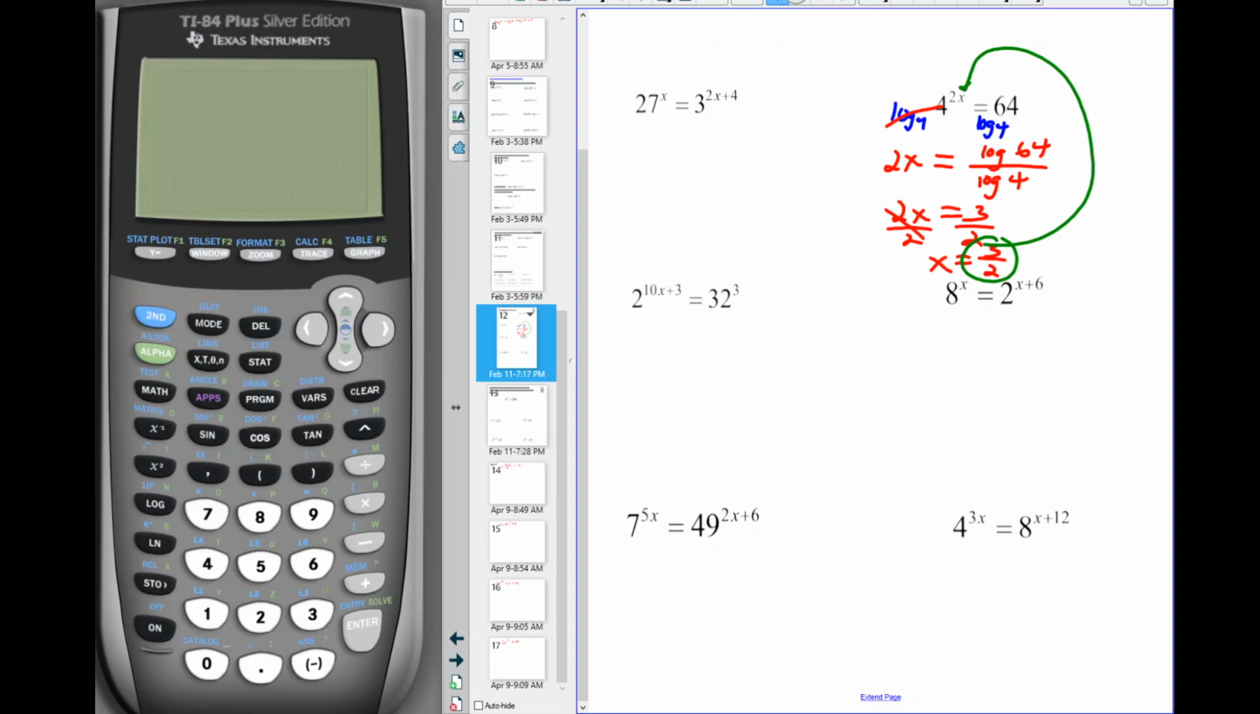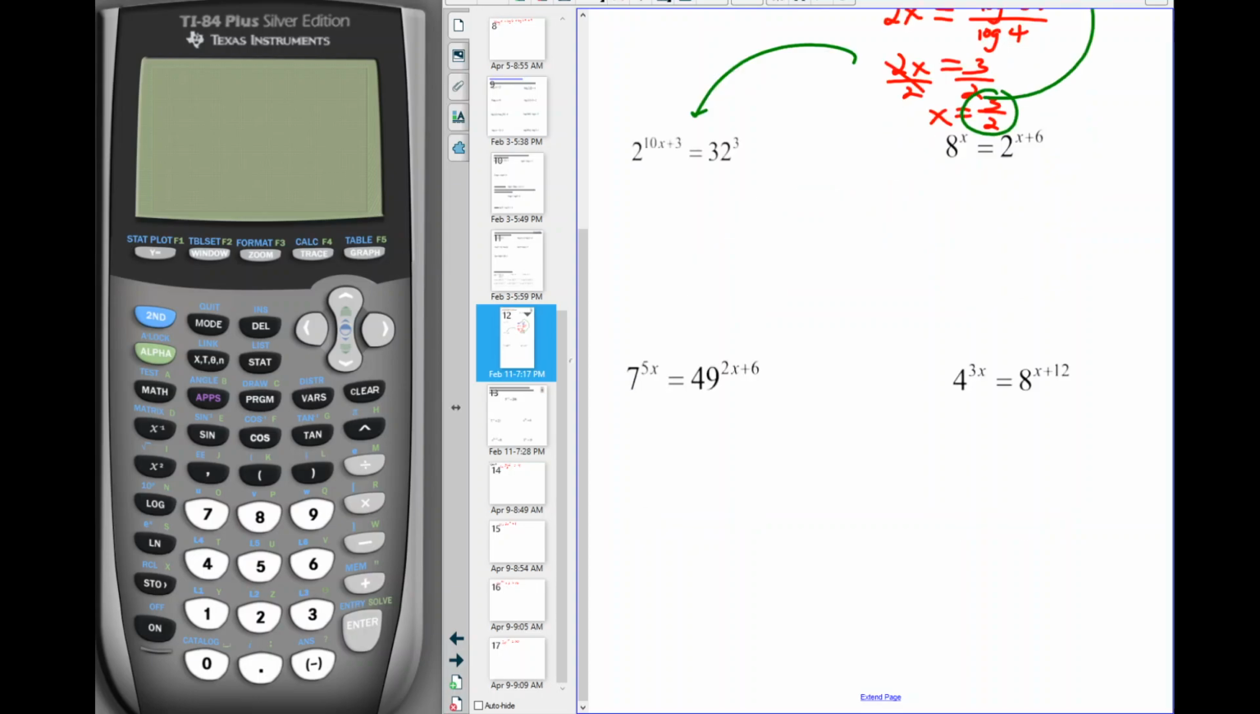Yash, what do you want to do on the next one? We're going to go down to here. First step. So this one has 2 bases. Lauren, you want to help them out? Take log base 2 on both sides. Yeah, you could also take log base 32 like Yash said, but when you take the log of the bigger base, you're going to end up with a fraction, and I'm sure you don't want to deal with that, so I told you to take the smaller one.